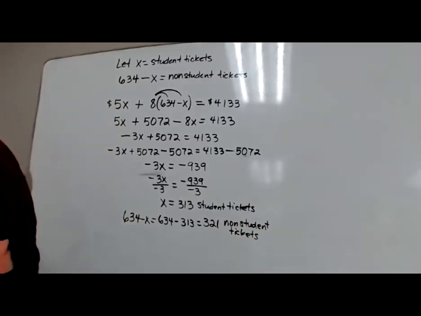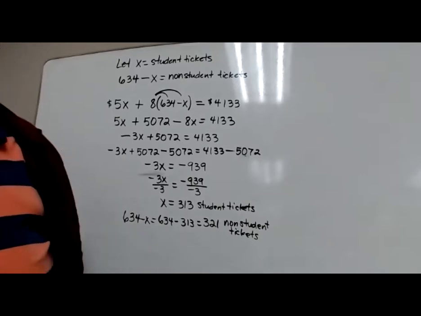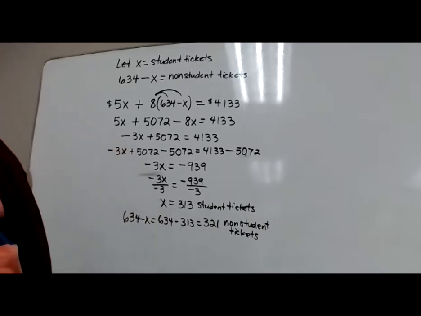Okay. But in that problem, they just want the number of student tickets. So the answer there would be 313. This part is just an extra, if they were to ask that question, how many non-student tickets? Okay, any questions about example 5?